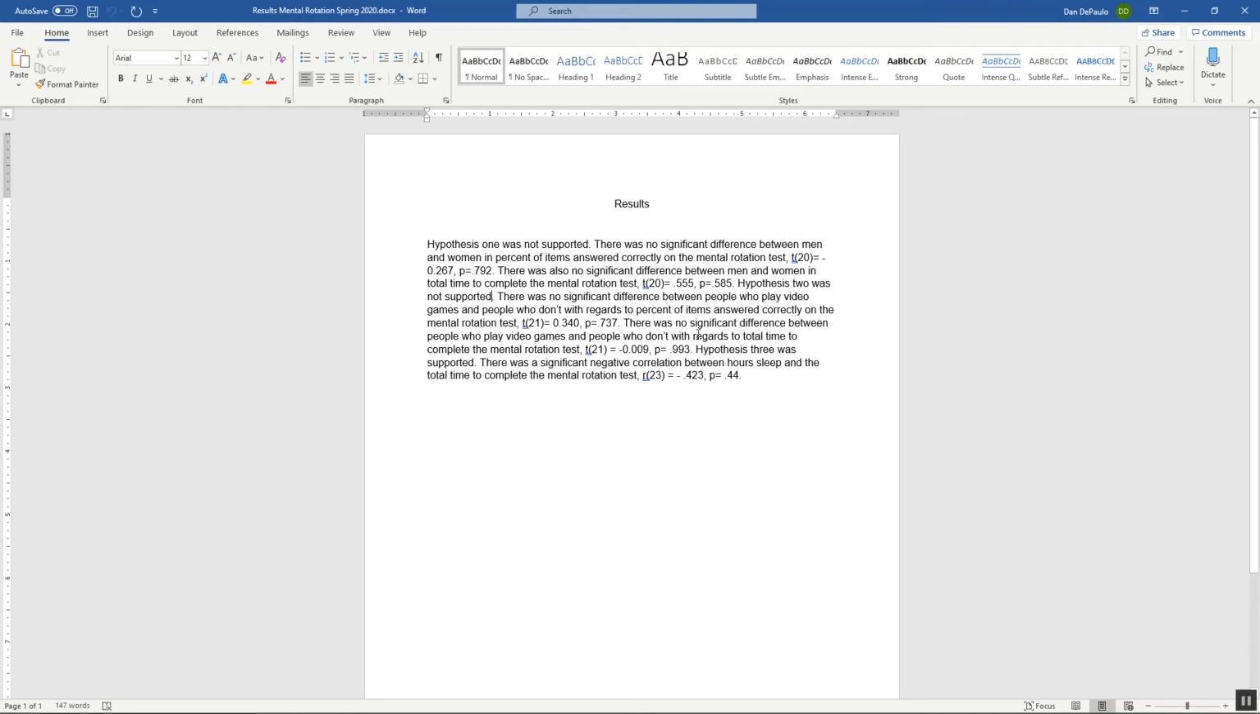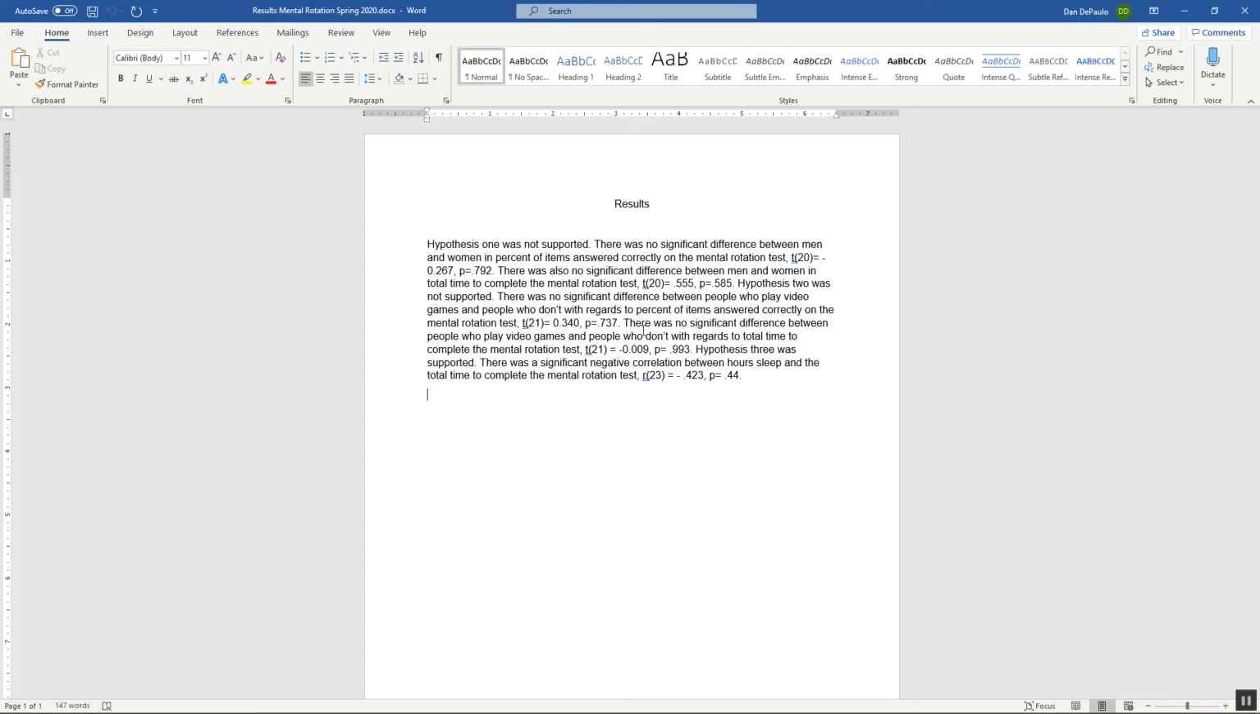There was also no difference between people who play video games and people who don't with regards to percent of items answered correctly. So here's the two-group test, the independent groups t-test. Now, once again, there weren't a lot of people that played video games in the class. So there were very few people that played video games. It tends to revolve around genders, right? So men tend to play video games more than women, but there weren't that many men in the sample, and therefore there wasn't much going on here in terms of playing video games.